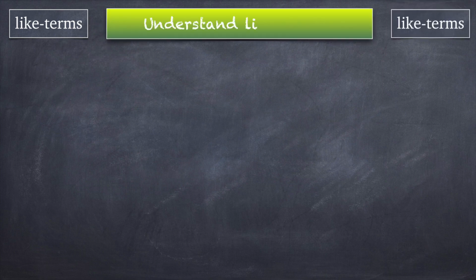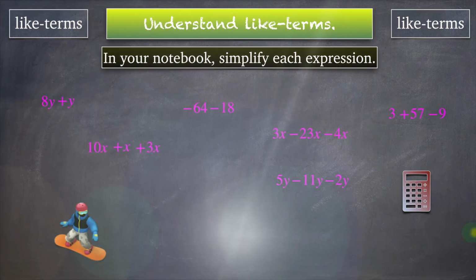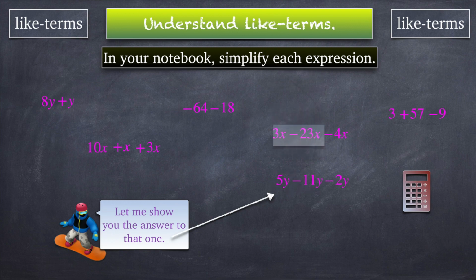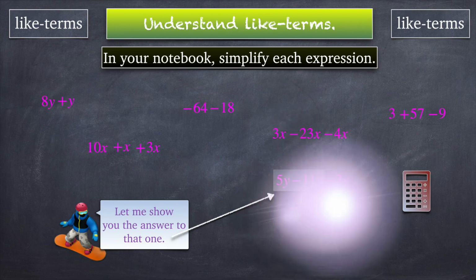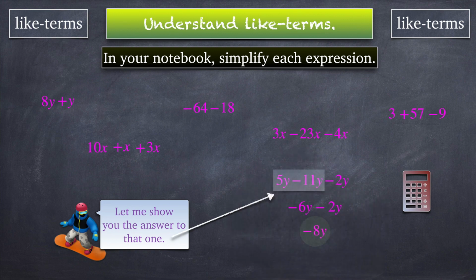On this page, I'm going to ask you to combine a few like terms, some simple expressions. Please use calculators if you're still a little bit weak on integers. That one right there, that has the 3x minus 23x minus 4. You can just do 3 minus 23 minus 4 on your calculator. I'll show you the answer to this one. 5y minus 11y is -6, so -6y minus 2y. And you get -8y when you combine those like terms.